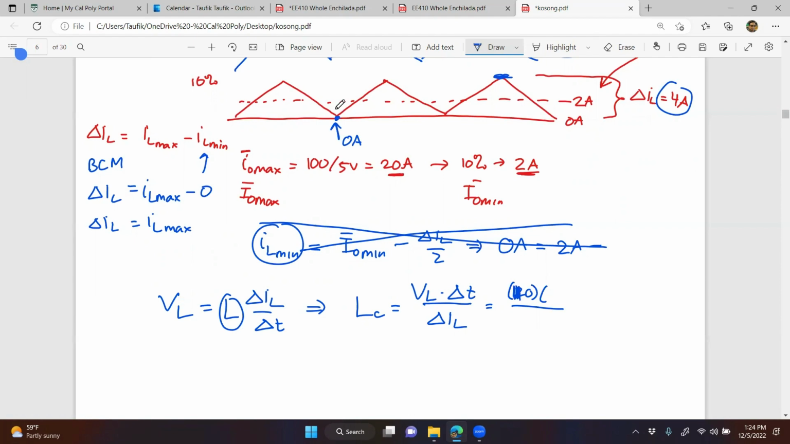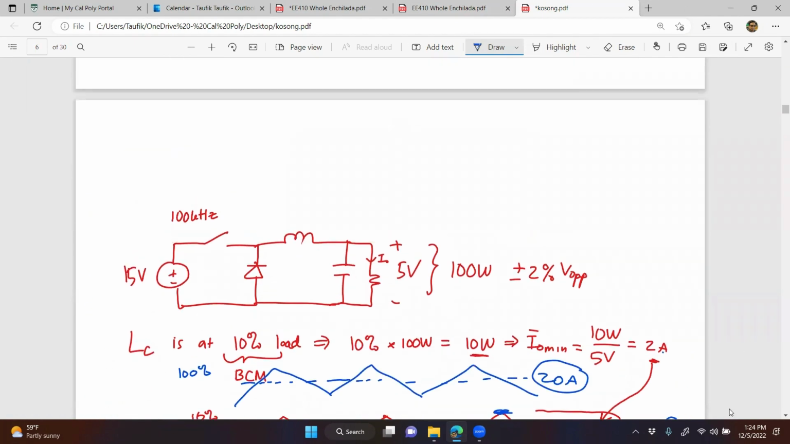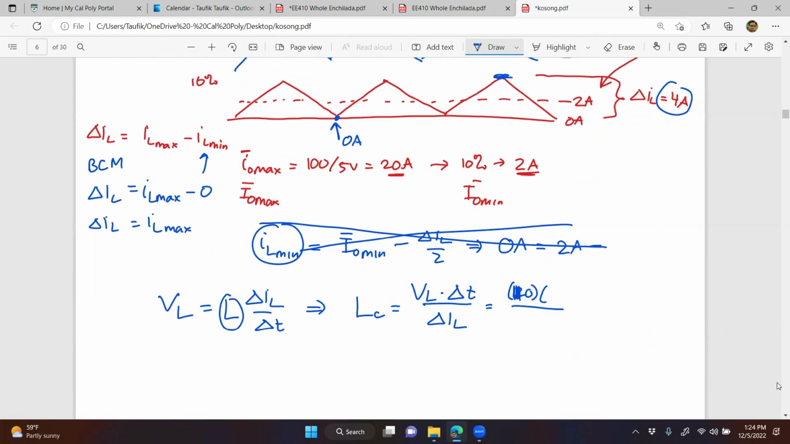15 minus 5, yes. It's 10. And then dt, right? That's duty cycle. You know the duty cycle, don't you? It's 1/3. So duty cycle, that's dt. So that's 10 over 4 times the switching frequency.